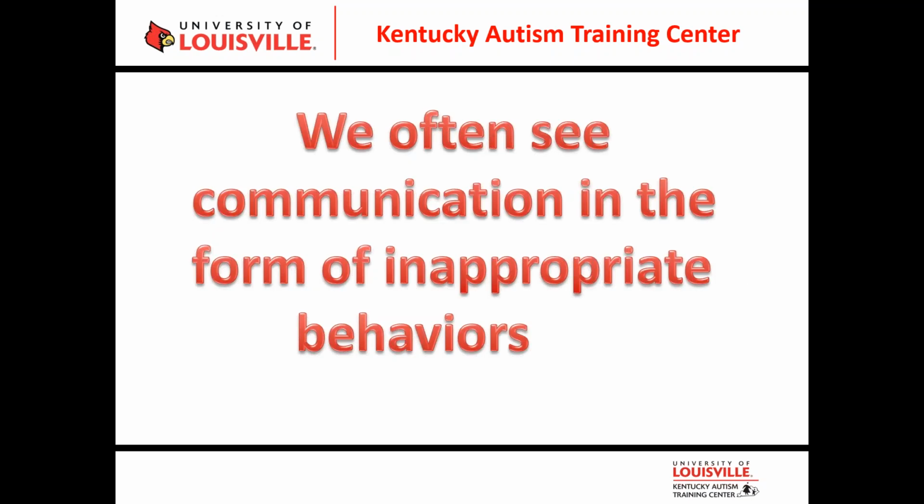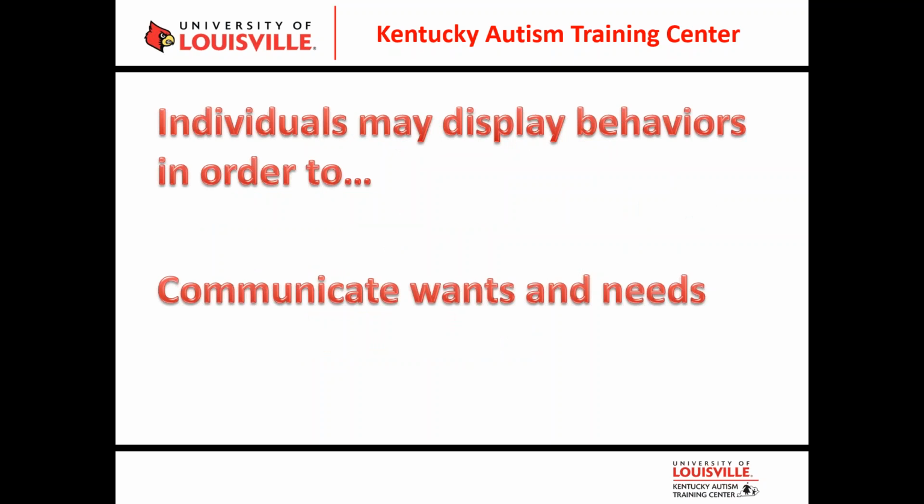So when we talk about communication as that foundation and its importance when teaching those skills, we often see that communication occurs with individuals with autism in the form of inappropriate behaviors. We touched a little on that last slide when looking at self-injurious or aggressive behavior, or when some individuals engage in a tantrum. When we see those types of behaviors, we want to think, are we missing something? Are these individuals trying to communicate something to us and they really don't know how? Sometimes they engage in that to communicate their wants or needs.